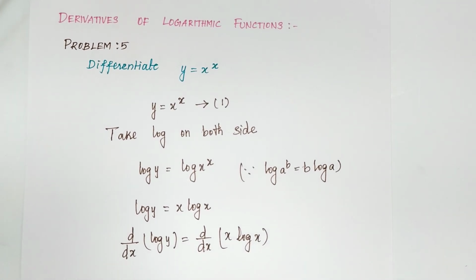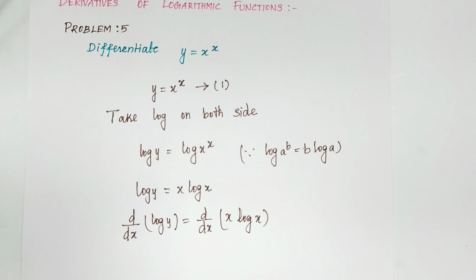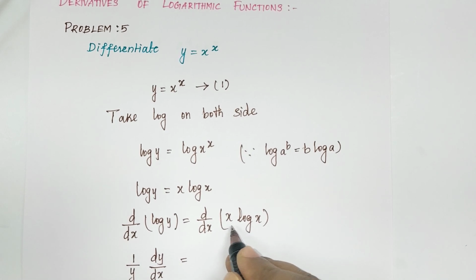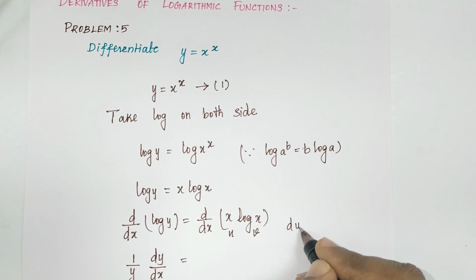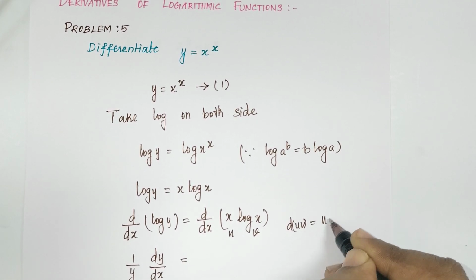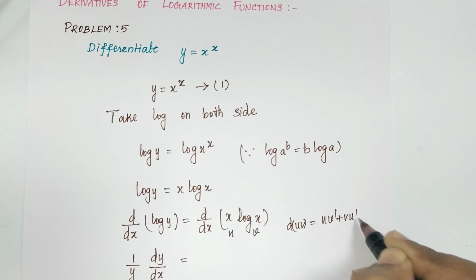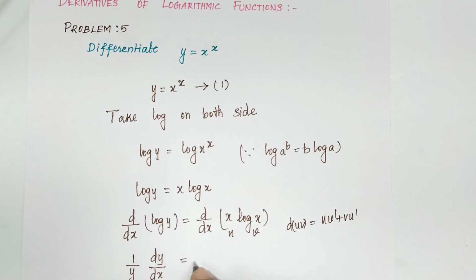In the left hand side, we can differentiate easily because you have only one term, y. When differentiating this, you will get 1 by y, and for the y term differentiation, we have to put dy by dx. Already you know that. But on the right hand side, you have x into log x. Both terms we have to differentiate. Here you can apply the product rule. What is it? Differentiation of uv equal to u into v dash plus v into u dash. So keeping x as a constant, differentiate log x, you will get 1 by x. Plus keeping log x constant, differentiate x, you will get 1. Simplify this.